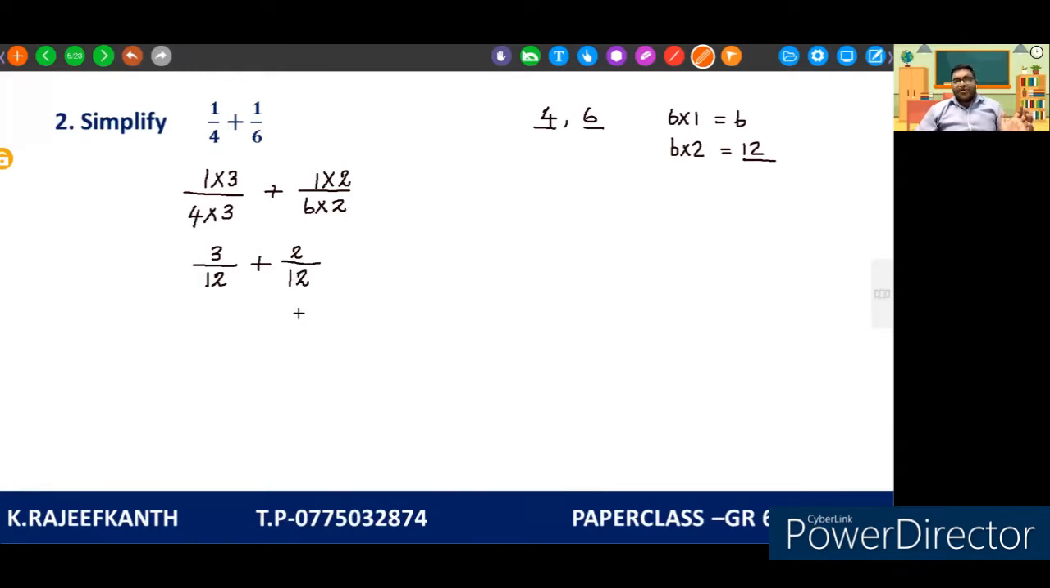Here now the denominators are equal. Now we can add these two numerators. Then 3 plus 2 is equal to 5. Then 5 over 12 is the answer.